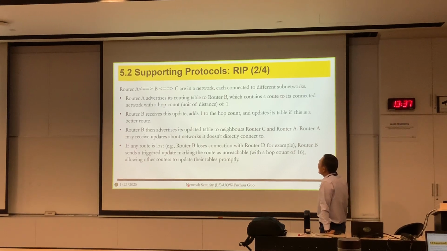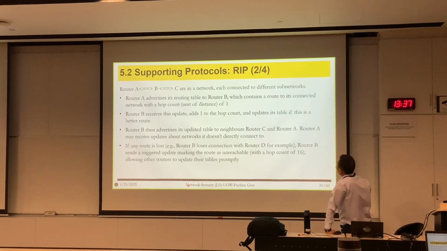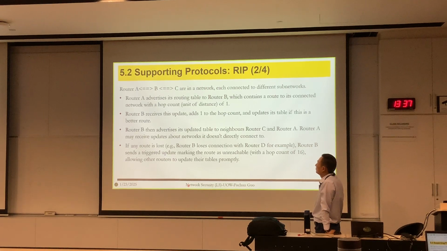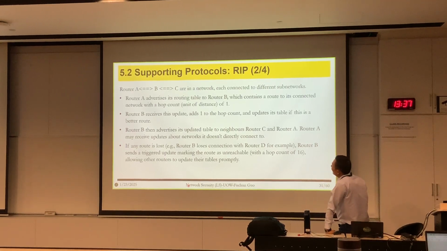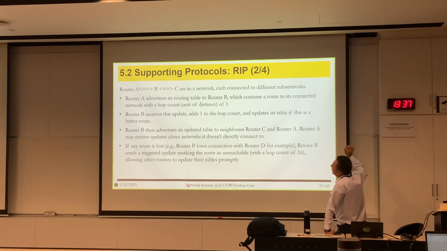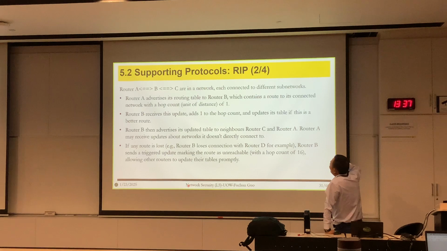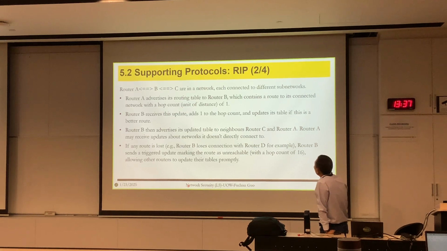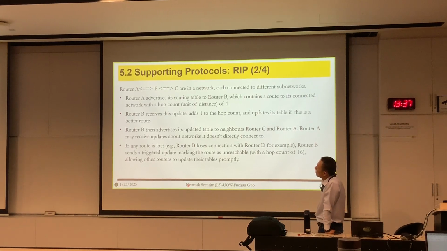Router A advertises its routing table to router B, which contains a route to its connected network with a hop count of 1. And router B receives this update and adds 1 to the hop counter, because after one hop the time to live will be decreased by 1, and that's somewhat similar to this hop count. It updates its table if this is a better route.